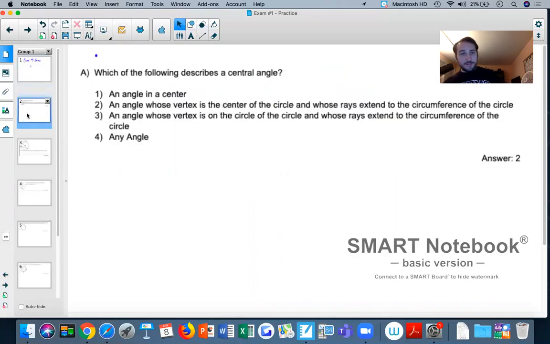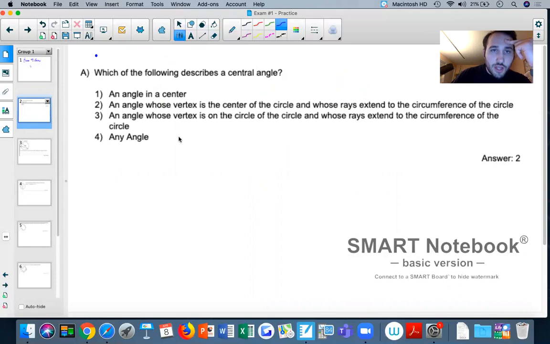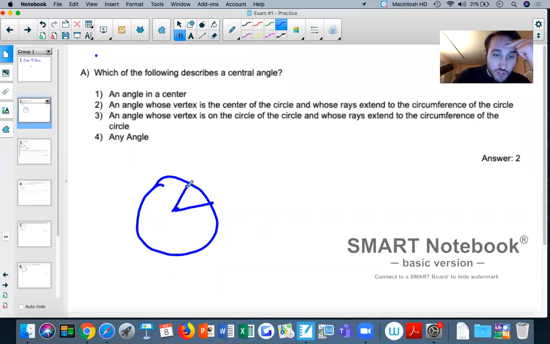The first question says, which of the following describes a central angle? Now, central angles look like the following. You have a circle, and it's an angle whose vertex comes from the center of the circle extending to the circumference of the circle. Okay, so it's not an angle in the center, because the angle in the center of what, right? So it can't be this one. An angle whose vertex is in the center of the circle and whose rays extend to the circumference, that sounds exactly what I just said.